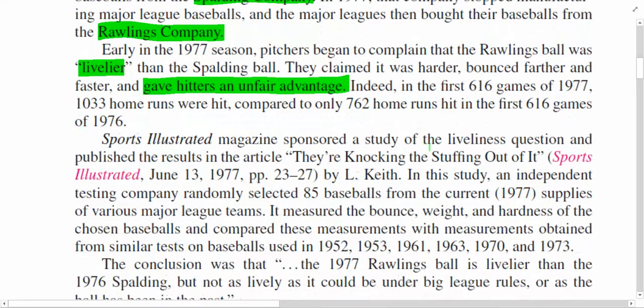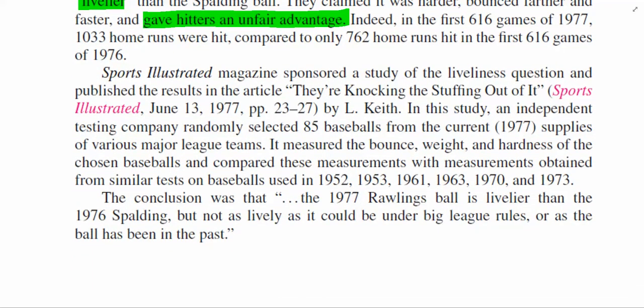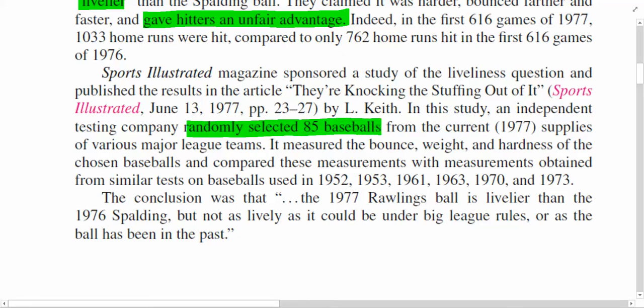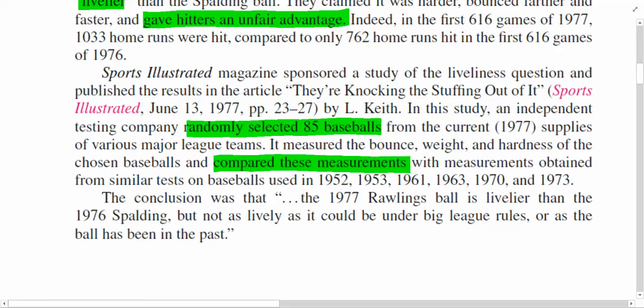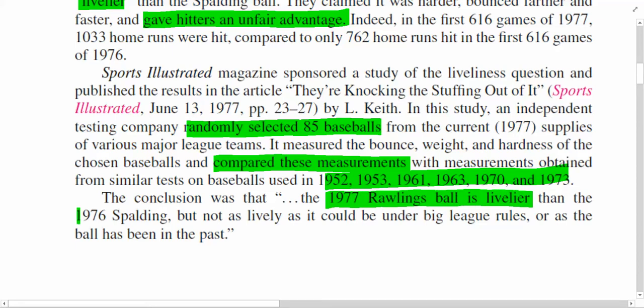And in order to verify if this was true or not, Sports Illustrated magazine sponsored a study of this liveliness question and published the results in an article in the magazine. In this study, a company randomly selected 85 baseballs from the current supplies and compared these measurements with those from baseballs used in years past. They did conclude that the 1977 baseball by Rawlings is livelier than the 1976 Spalding baseball.